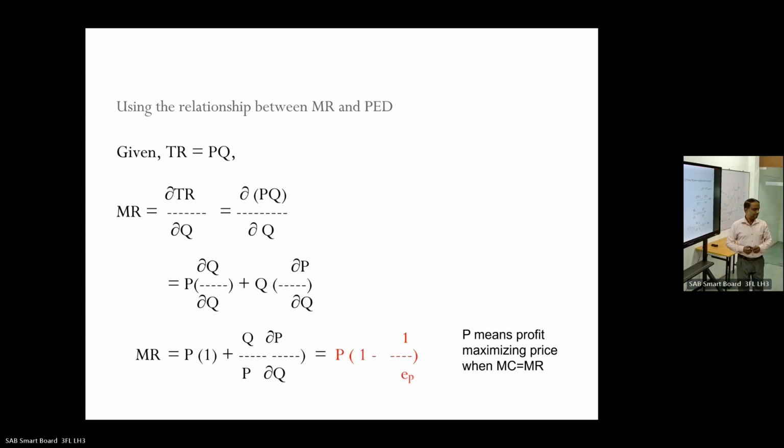Is that point clear? How we derive the third line, the third one.